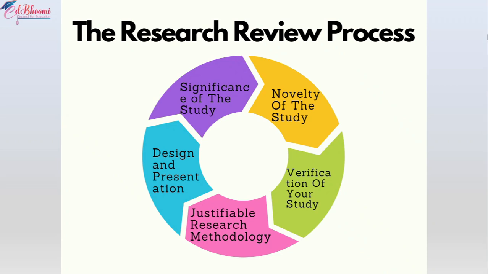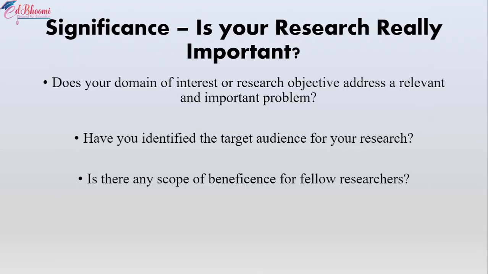So starting with the first step of the process, which is number one, significance of the research. Does your domain of interest or research objective address a relevant and important problem? There is no sense in spending your time and effort on solving a problem that is not really relevant or changes the landscape of literature. For example, designing a research on a Zika vaccine when the world suffered with a COVID pandemic doesn't make the cut.